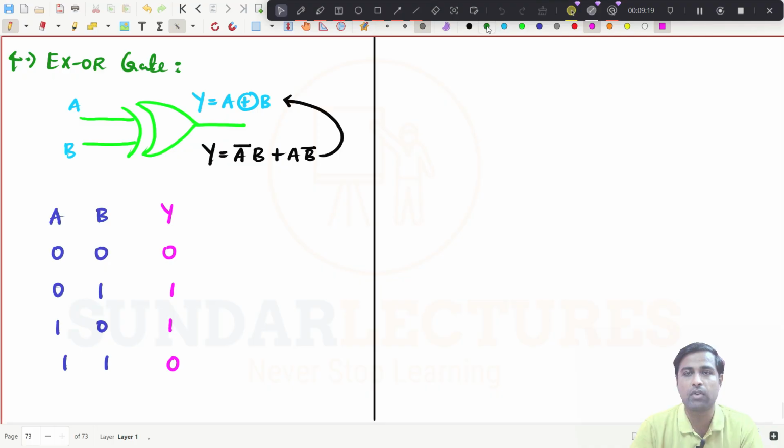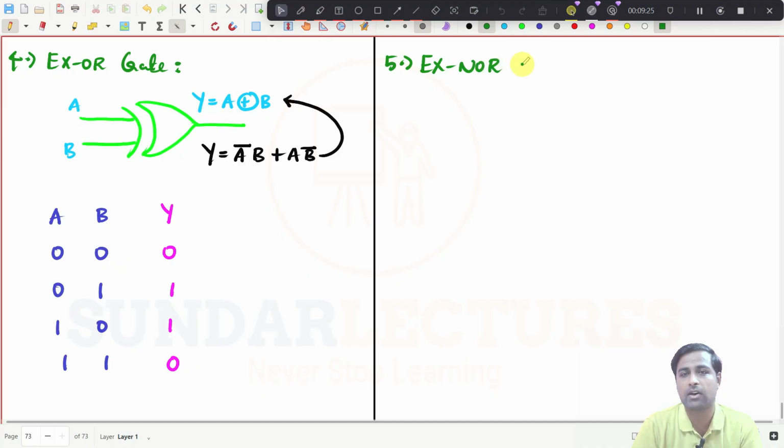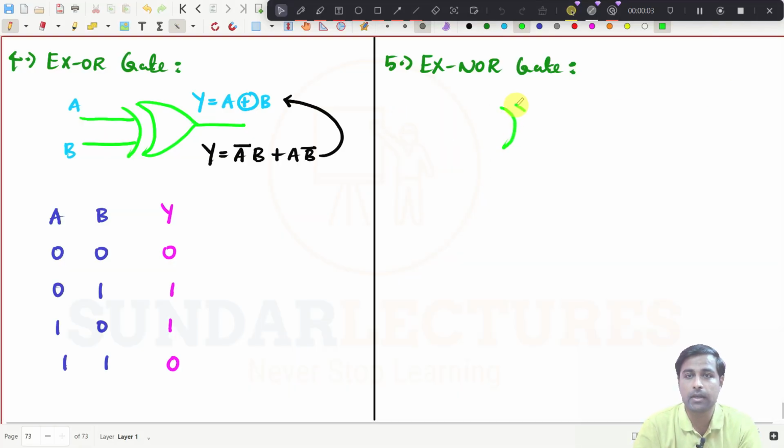And what we will do now, we will go for the fifth gate, that is the XNOR gate. XNOR gate, right? And what will be the symbol of the XNOR gate? The symbol will be the same as the XOR gate.